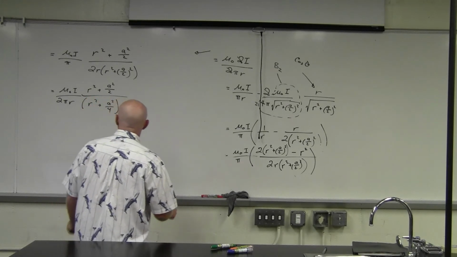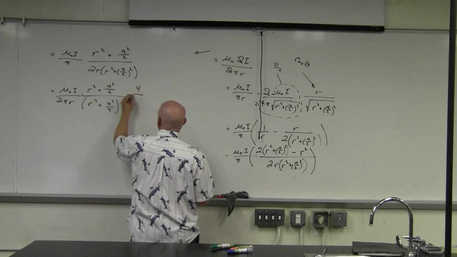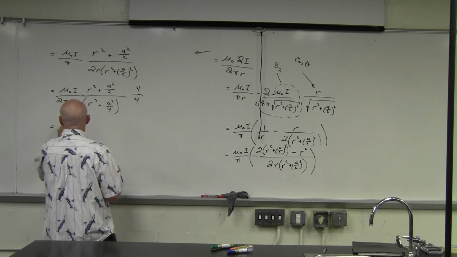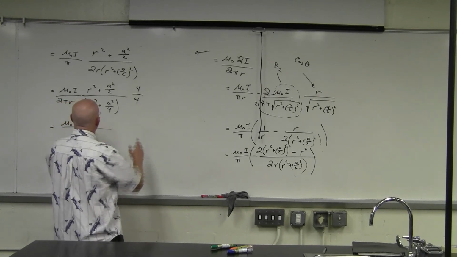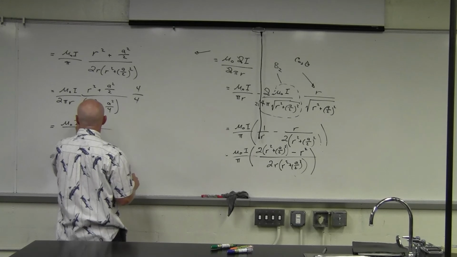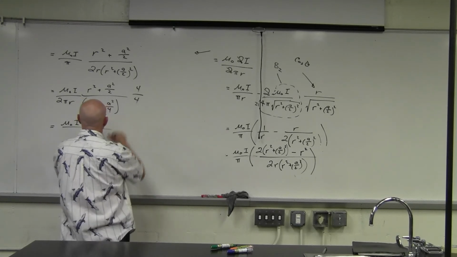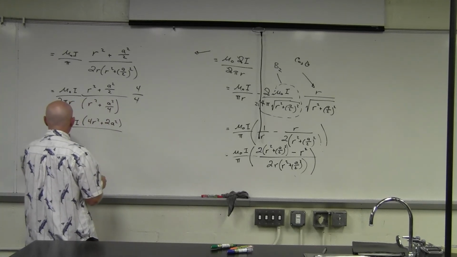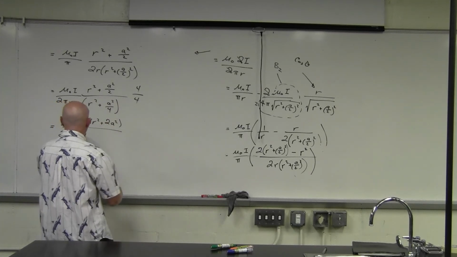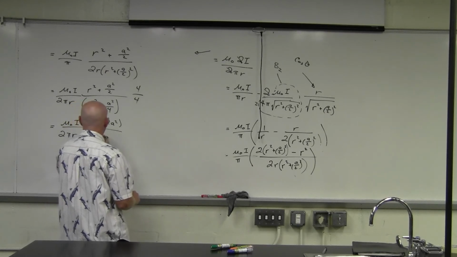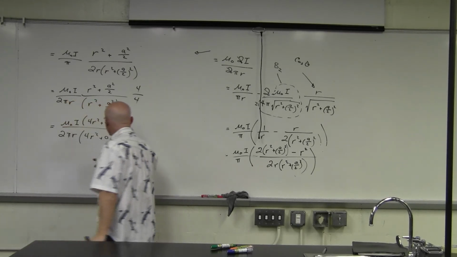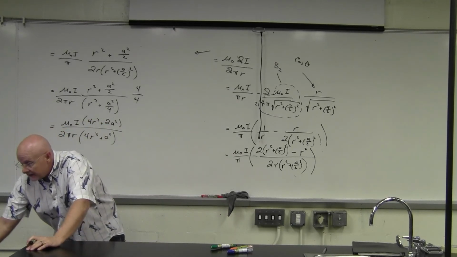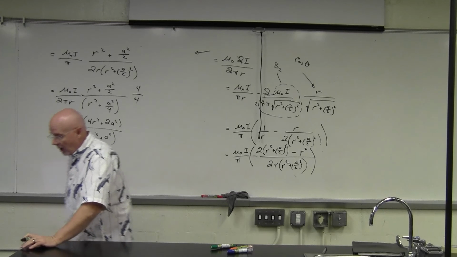And maybe to get things to work out, I will multiply top and bottom by 4 so that this becomes a mu naught I, and this would become then a 4r squared and then a 2a squared. And this down here would be 2 pi r, and then this would be a 4r squared plus an a squared. And I think that's about as simple as it's going to get. It depends what form they want.